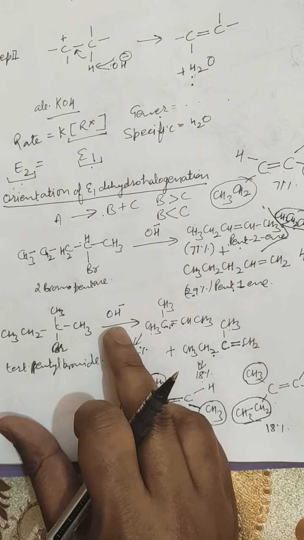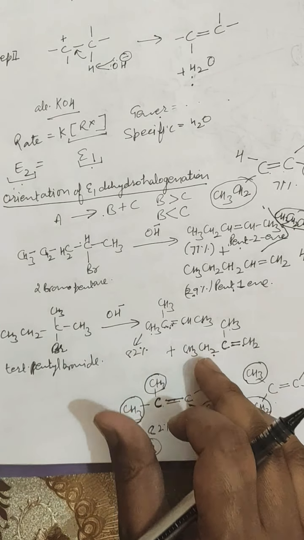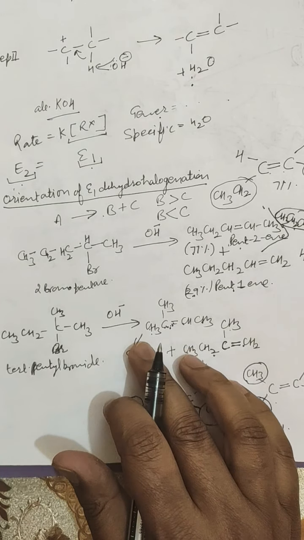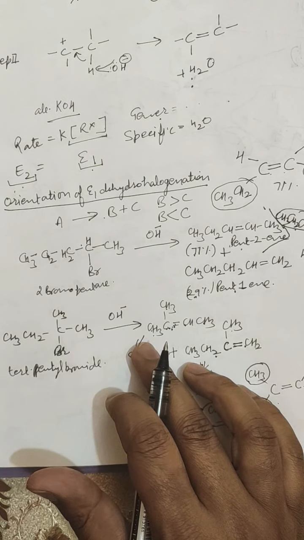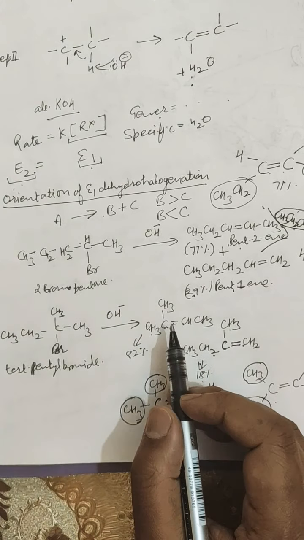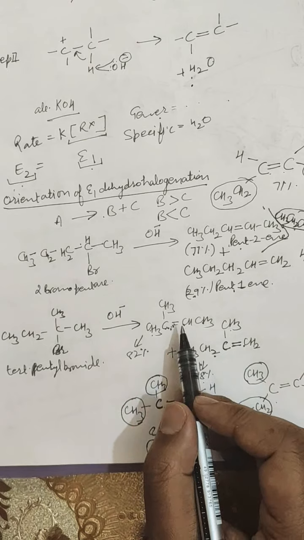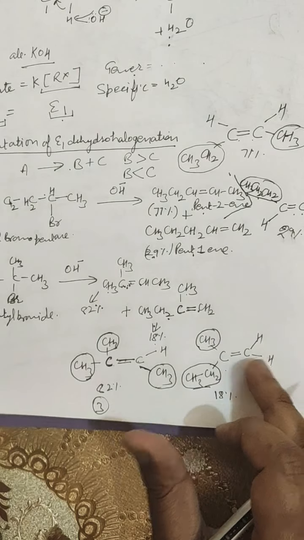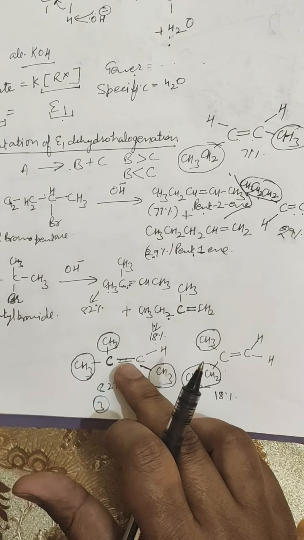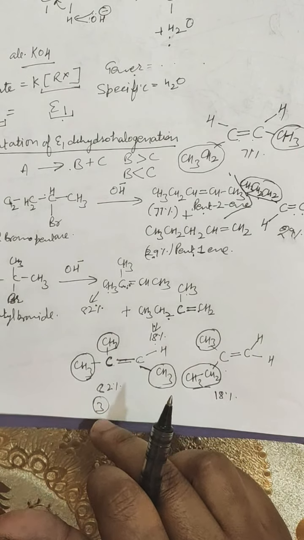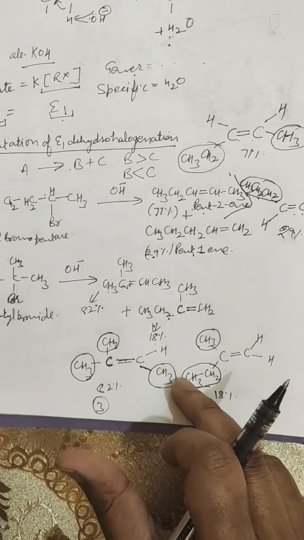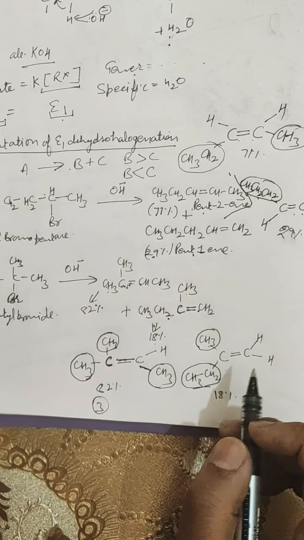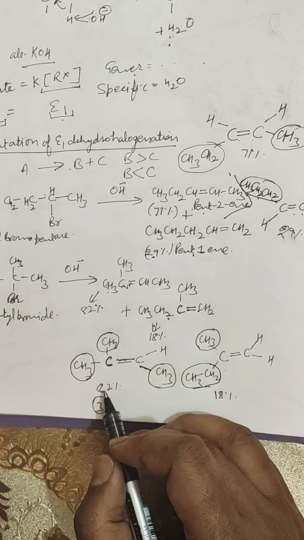the alcoholic potassium hydroxide, and it results in the formation of two products. In that case, if you are asked which product will have higher concentration, you just have to see which product is more substituted. To understand the substitution, you write this kind of detailed structure, and after writing it you can count the number of alkyl groups attached to the doubly bonded carbons. Here there are three alkyl groups attached to the doubly bonded carbons, whereas here only one alkyl group is attached to it, so it is 18% and it is 82%.